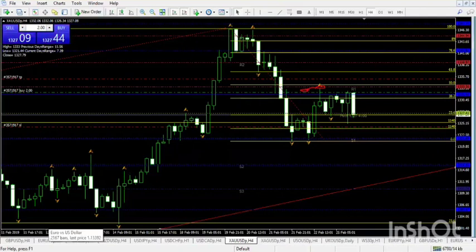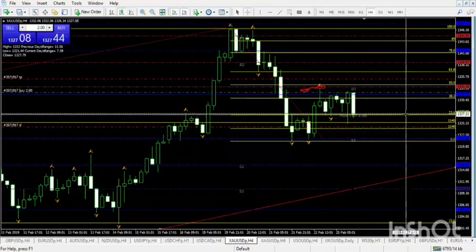The pivots that are at what point? Can you please show me? What are you talking about? The gold chart? Yes. It's on 1327.21.